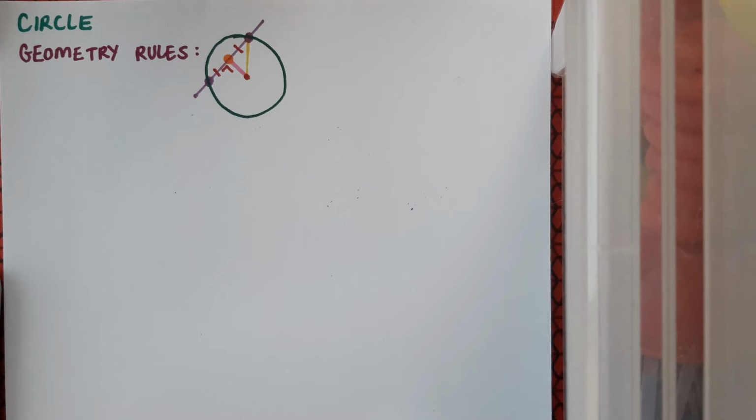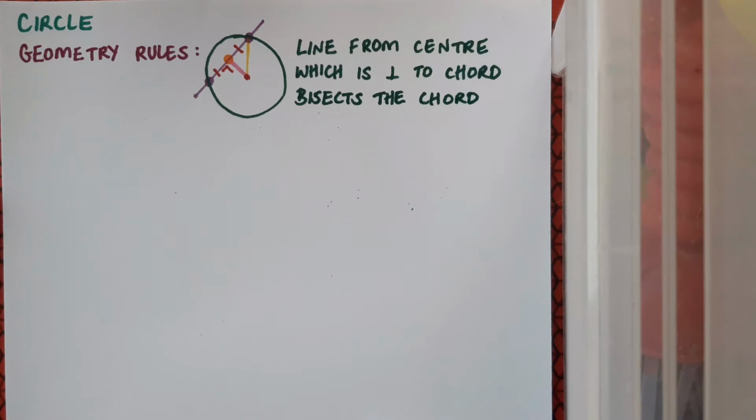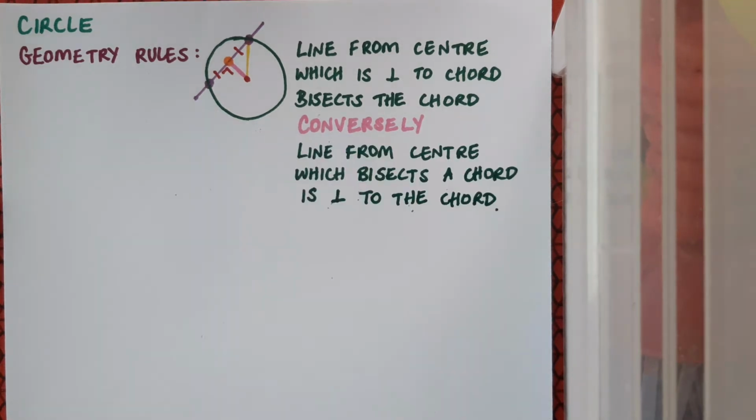This will be useful for us in solving problems because just like in some of the questions that we saw in the last video, it'll allow us to create right-angled triangles that we'll be able to solve using Pythagoras. Notice how the line that I've drawn in here in yellow is a radius of the circle. It's useful to note that this statement also works the other way around. So we can say that conversely, a line from the centre which bisects a chord is perpendicular to that chord.